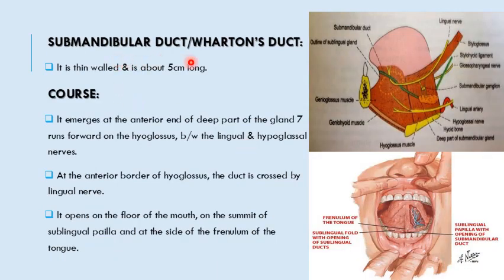Submandibular duct or Wharton's duct. It is thin walled and is about 5 cm long. It emerges at the anterior end of the deep part of the gland, runs forward on the hyoglossus between the lingual and hypoglossal nerves. Here you can see the submandibular duct.